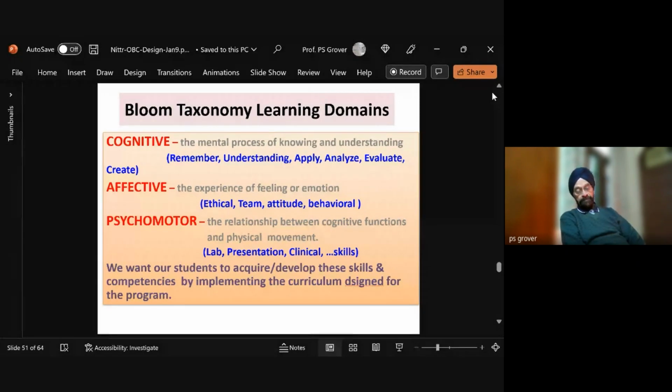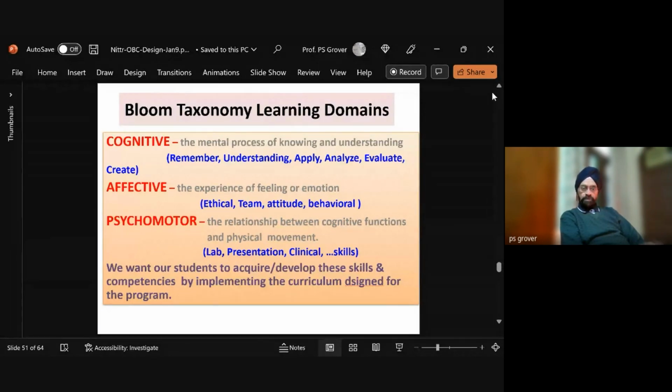for the program. Now please see here, when I design my curriculum, why do I have a lab? Though we have not been indicating it clearly so far, labs are for the psychomotor domain. See, there is always a mix.